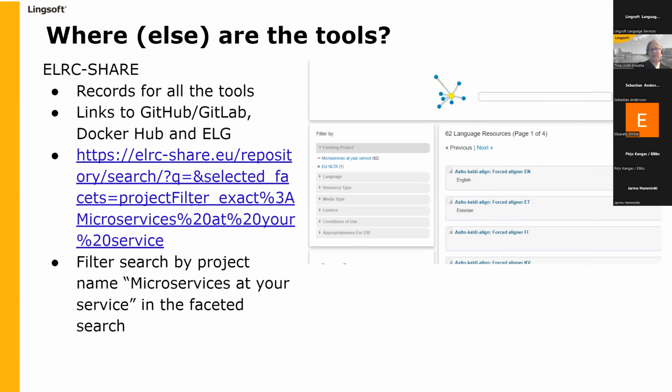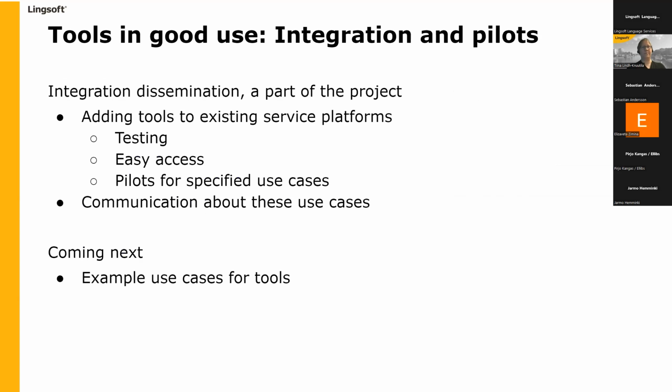And then in addition to ELG, there's ELRC-SHARE, the European Language Resource Coordination's maybe slightly outdated repository. There's a faceted search with which you can find all of our tools. These records have links to GitHub or GitLab, where the original source code is, then to the Docker Hub, where the Docker images are, and then ELG, where it can be tested. So that's the phone book record of everything at ELRC-SHARE.